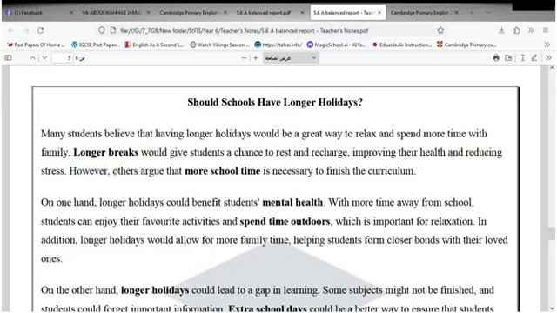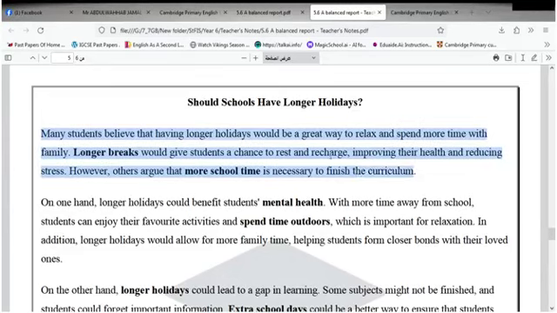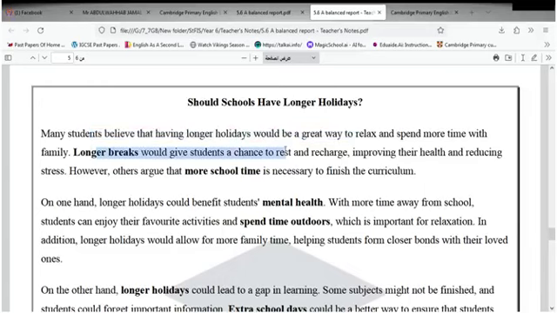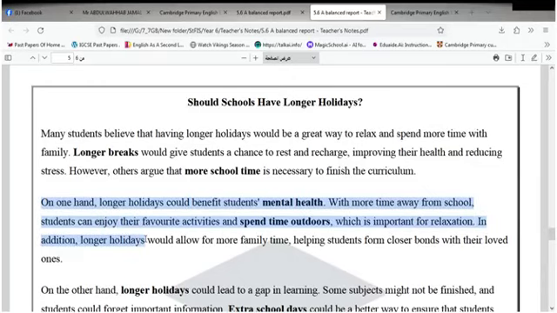However, others argue that more school time is necessary to finish the curriculum. I put the two ways, okay? Why people should make it longer and why people should not make it longer, okay? That's in the introduction. Start by introducing the holiday, why it is necessary, why it is unnecessary, and then skip a line and go to the for, to the positive.